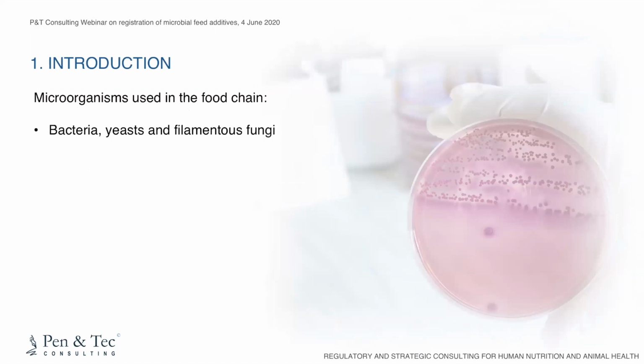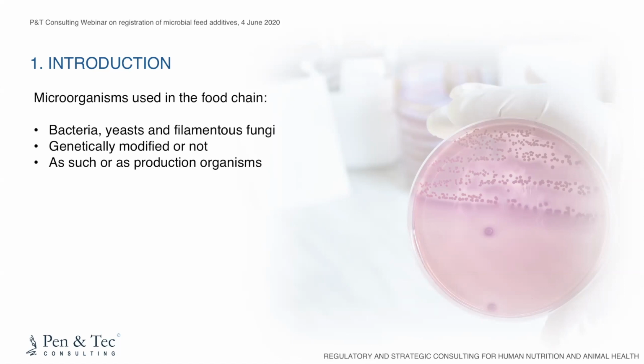Microorganisms used in the food chain are generally bacteria, yeast, and filamentous fungi. However, there are other taxonomical groups used as well, such as phages or microalgae. Microorganisms can be genetically modified or not, and may be used either as such or as organisms of substances of interest, which could be vitamins, enzymes, or amino acids.